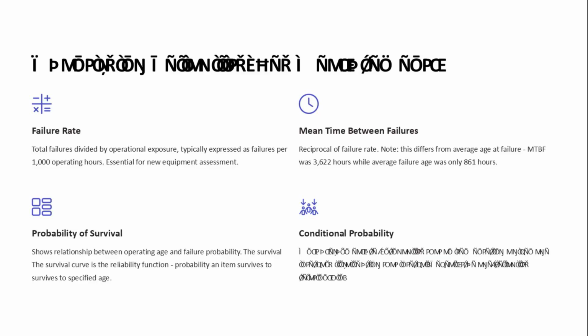Failure rate, mean time between failures, probability of survival, and conditional probability are key metrics in understanding equipment reliability. These metrics help in assessing the likelihood of failures and planning maintenance strategies to ensure optimal performance.